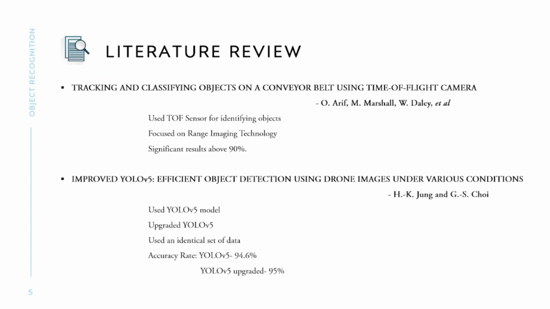For our work, we have read many articles and journals related to our topic and have observed that they use different types of algorithms and methods to portray their claim. Here in the literature review part, we have included some of the articles from our readings. In the first paper, the authors tracked and identified objects on conveyor belts by using a TOF sensor with a 90% accuracy rate. In the second paper, the authors showed a comparison between the original YOLO v5 model and their upgraded YOLO v5 model, where they ran tests using the identical set of data and got a better performance rate of 95%.